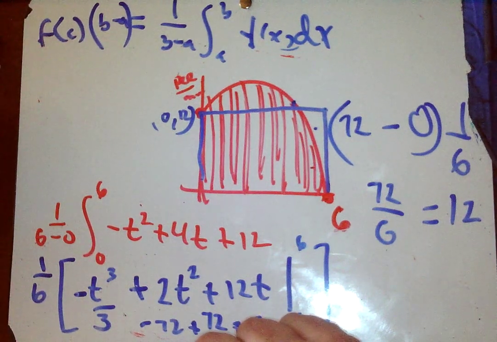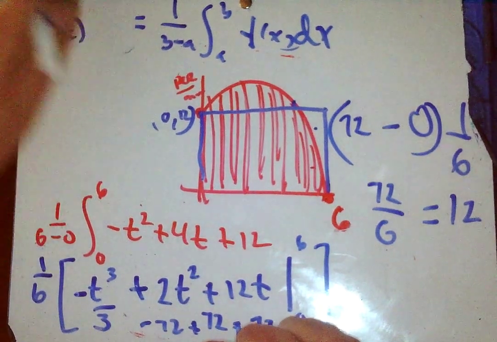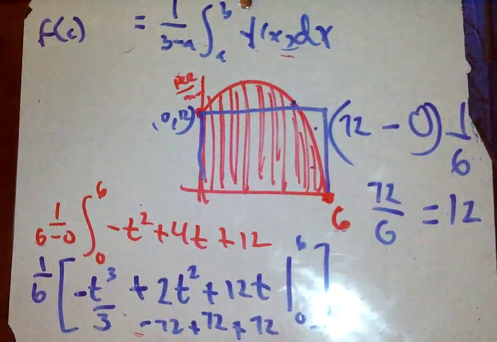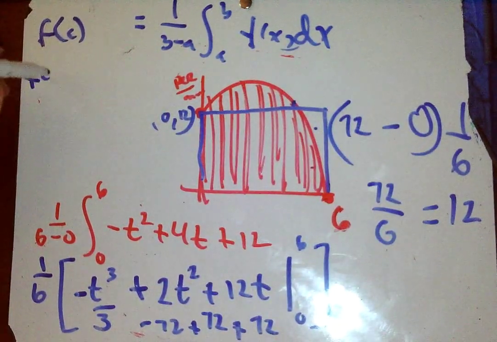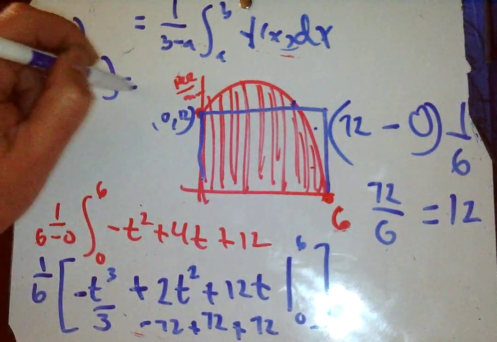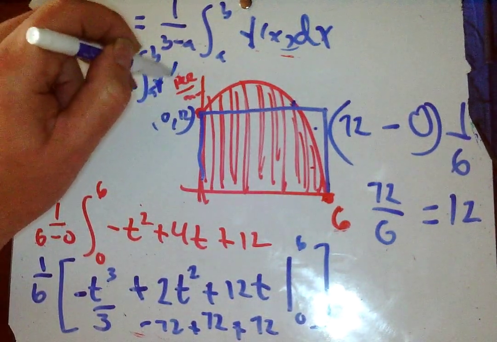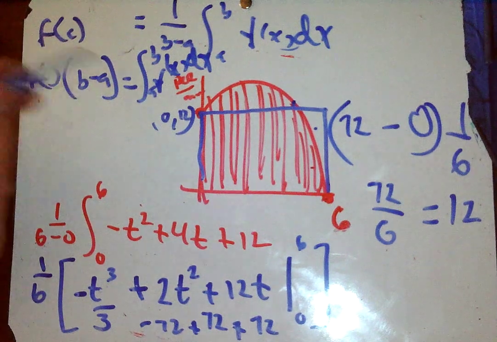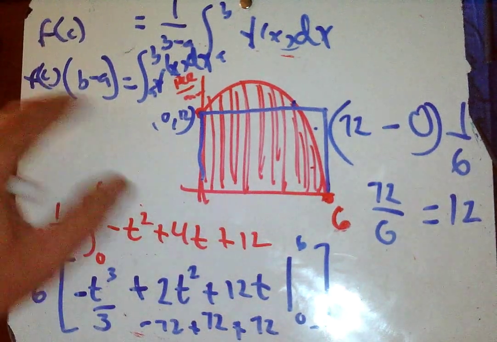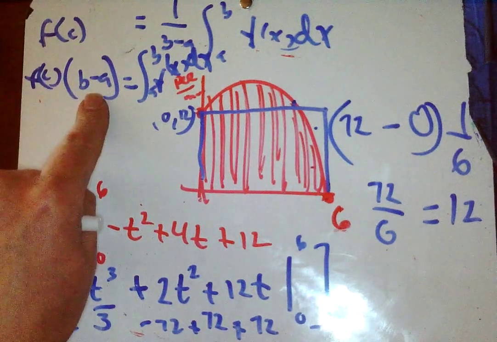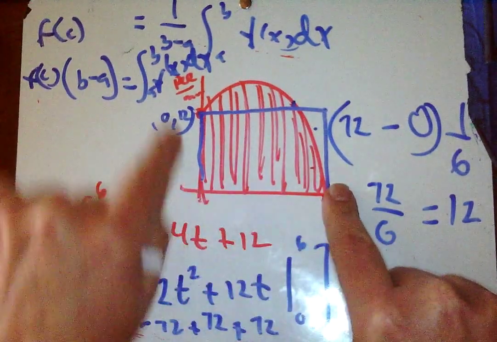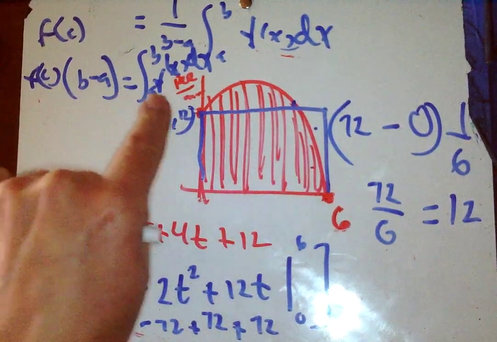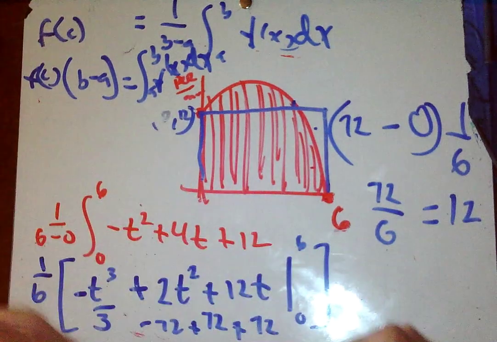Sorry, the average value is equal to the average value formula. Now, if I multiply both sides by b minus a, I have f of c times b minus a equals the integral from a to b of f of x dx. So the area under the curve is equal to the area of a rectangle whose height is the average value and whose length is b minus a. That rectangle has the same area as the area under the curve from a to b.